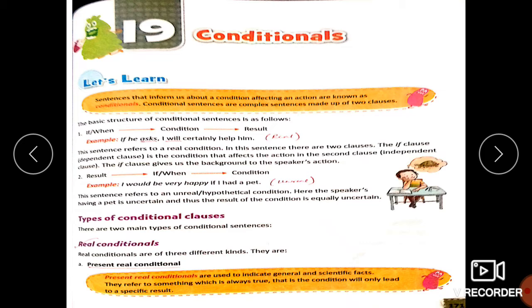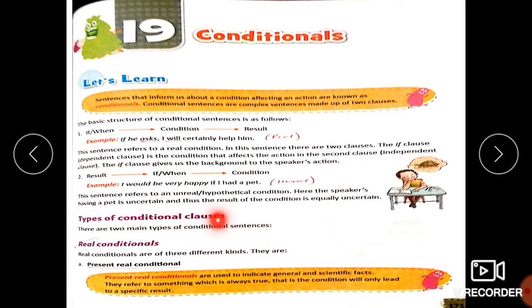Hence these kinds of sentences are unreal and hypothetical in condition. The condition implied is unreal or hypothetical. Here the speaker's having a pet is uncertain. We do not know whether the speaker will ever have a pet or not, and thus the result of the condition is also uncertain. If I had a pet, only then would the other action take place. So both these clauses imply uncertainty, and hence they are unreal or hypothetical. I hope you have understood till here.